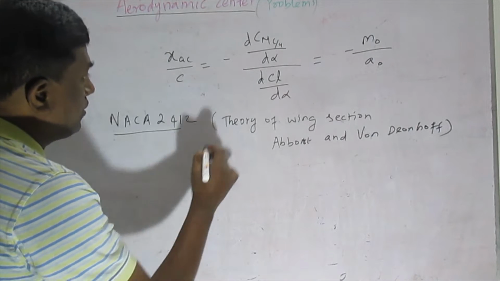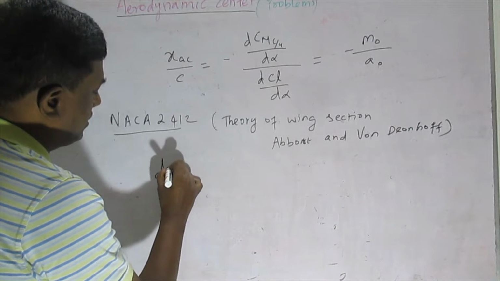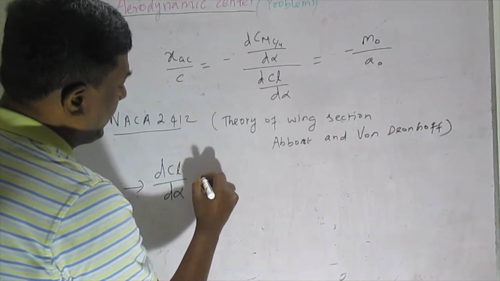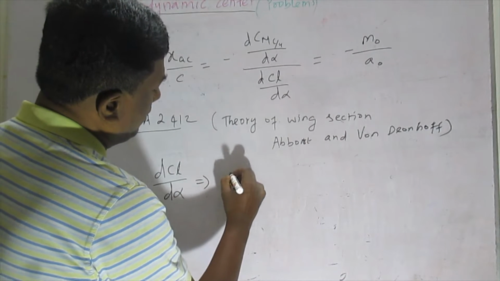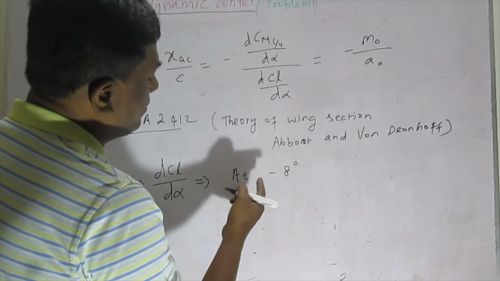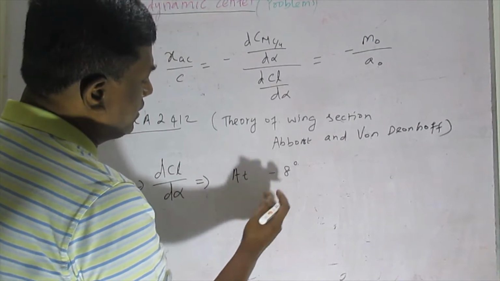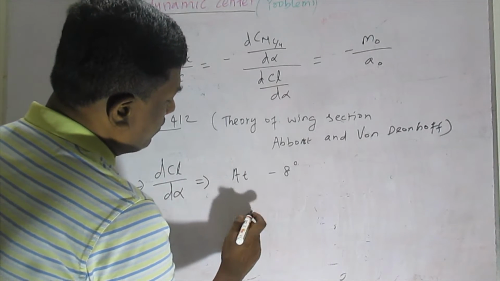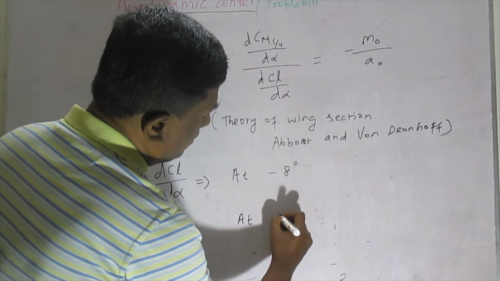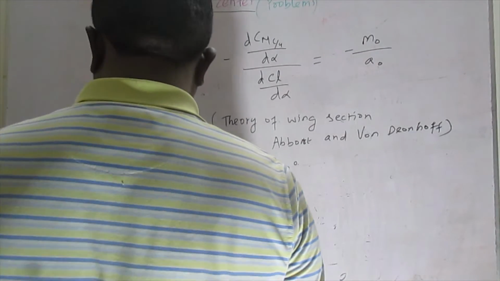So now, for finding this value dCl by d alpha, let us consider at minus 8 degree. Because we need to take the values between two intervals, that means this is the starting value, and then at plus 8 degree. We can take any values because it is the difference. So any value can be taken.